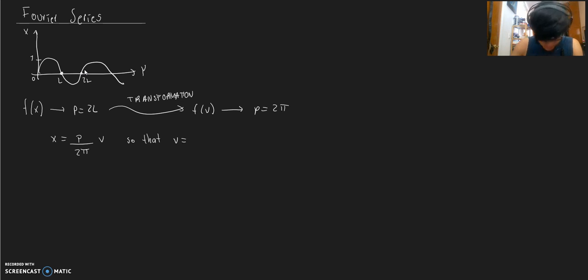So v will be equal to 2 pi over the period times x, and this will be equal to pi over L times x. We can also conclude that v will have values from plus or minus pi, as x will have values from plus or minus L. So if x varies from minus L to plus L, then v can have a value of plus or minus pi.